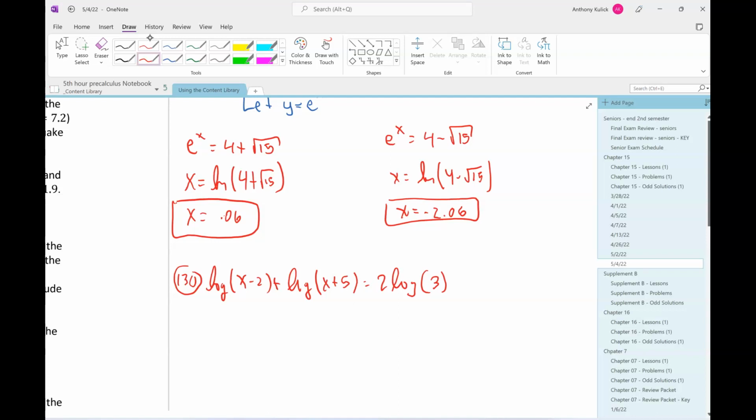So how do I add 2 logarithms together? We have a property for this. It's the product property, right? That says log of xy is equal to log of x plus log of y. Right? We're condensing. Everybody cool with that?